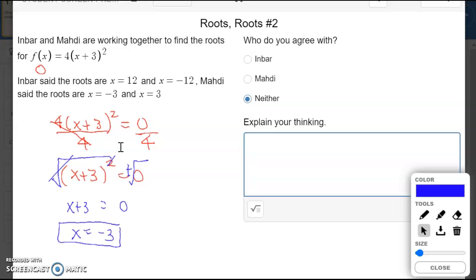Okay, and you can explain your thinking. You can say, when I try to solve this, I first divide by 4 and then take the square root of both sides, and I found my solution to be -3, and I only got one solution. So Mahdi is incorrect and Imba is incorrect.